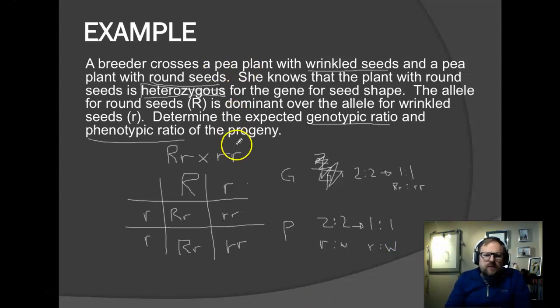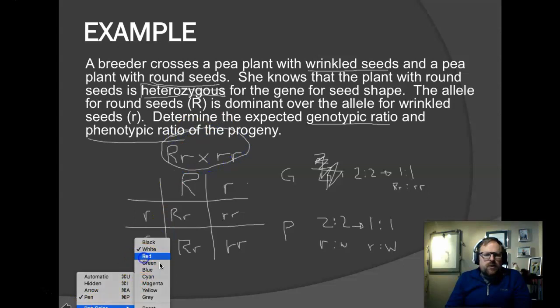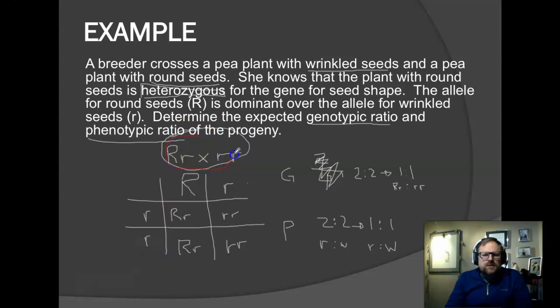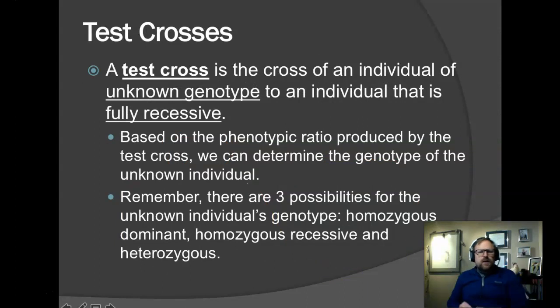The key pieces of doing one of these questions that I want you to do: write down the original cross. Let's do this in a different color so it stands out a little better. Write down the original cross, construct your Punnett square, and then do your ratios. All right, let's jump to the next slide.